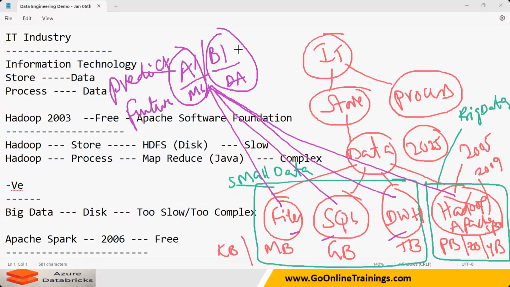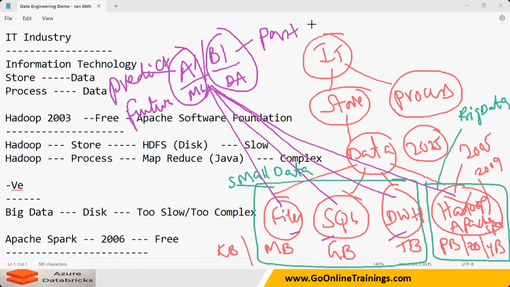BI, business intelligence or data analytics, is going to be understanding the past. Clear? Both of them are doing two different activities, but both of them need your data. Clear? But who's going to be collecting data, cleansing the data, storing the data? The guy is called a data engineer.